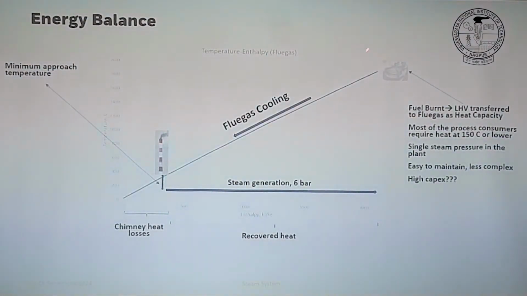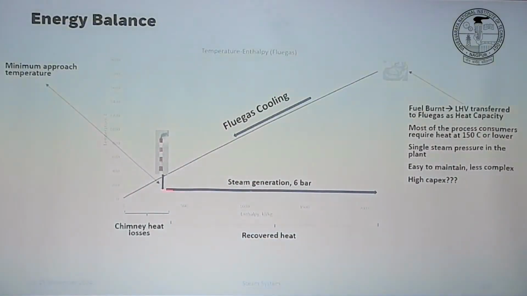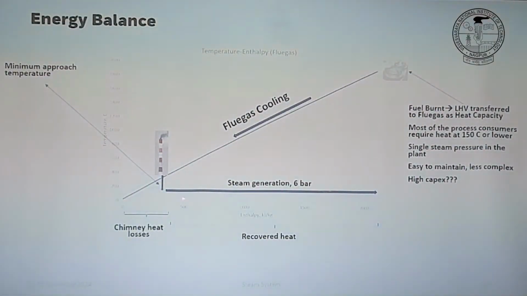We're cooling the flue gas from T1 to T2. This is typically, as we saw in the morning also, 150, 160, and then gas goes out of the stack to atmosphere, right? And steam generation at 6 bar, which corresponds to, I don't know, 160, 170 degrees centigrade, right? So steam generation means you supply a lot of enthalpy at the same temperature.